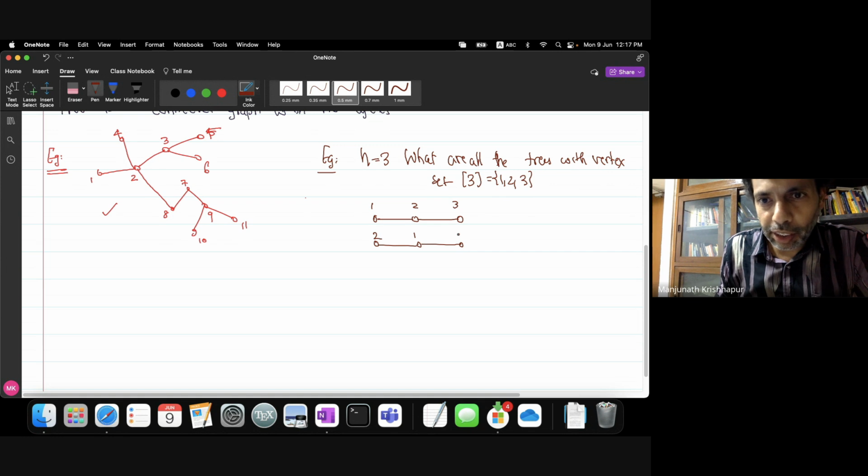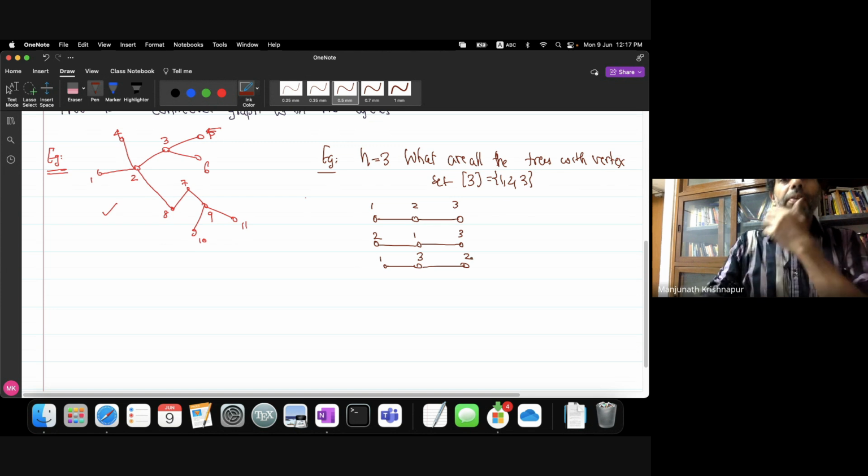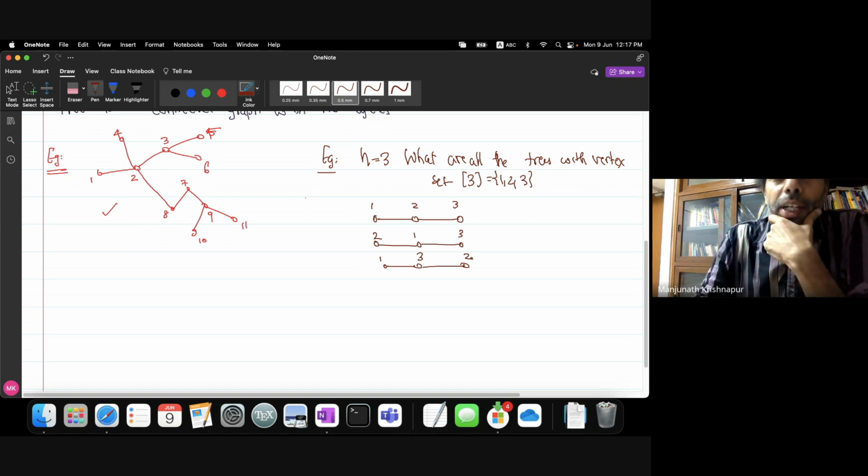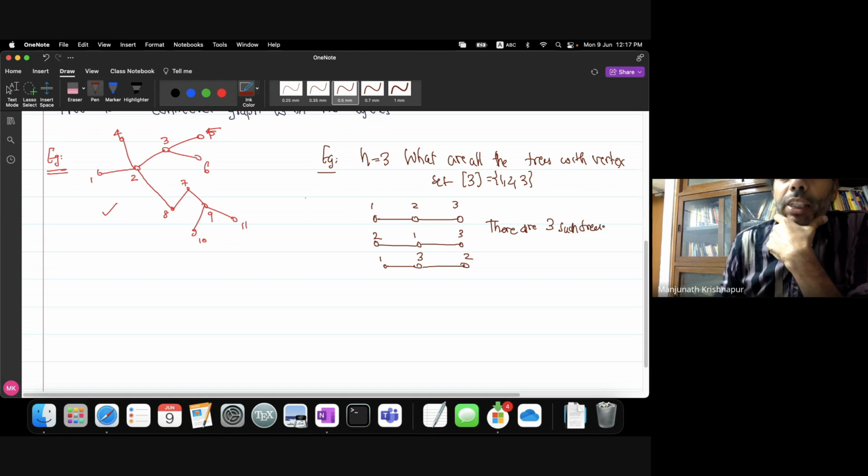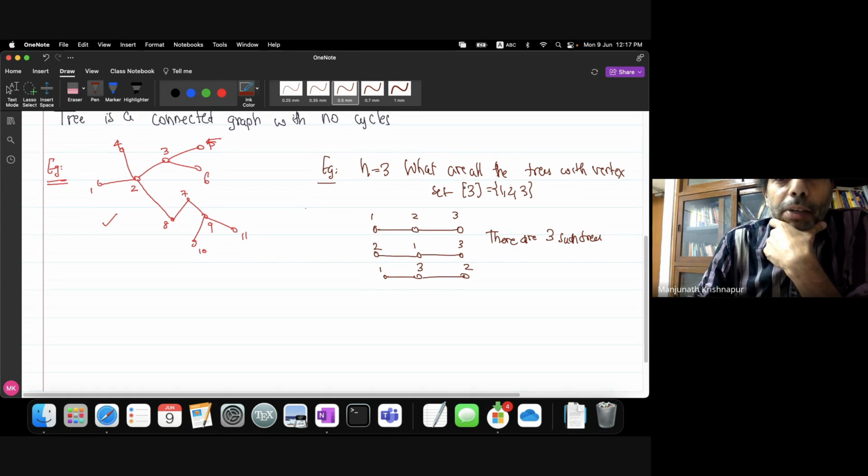This is another tree. And this is yet another tree. Okay, so this is what a tree is. These are all the trees. So there are 3 trees, 3 trees with the vertex labels 1, 2, 3. Okay, so that's what we are counting.